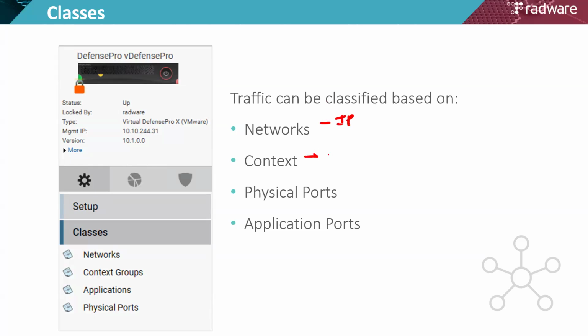Context means VLAN. So these are VLAN tags. Physical ports, you already know what physical ports are. Application ports are your layer 7 ports, layer 4 or layer 7 ports. So those are your application ports. So traffic can be classified based on these 4 things.